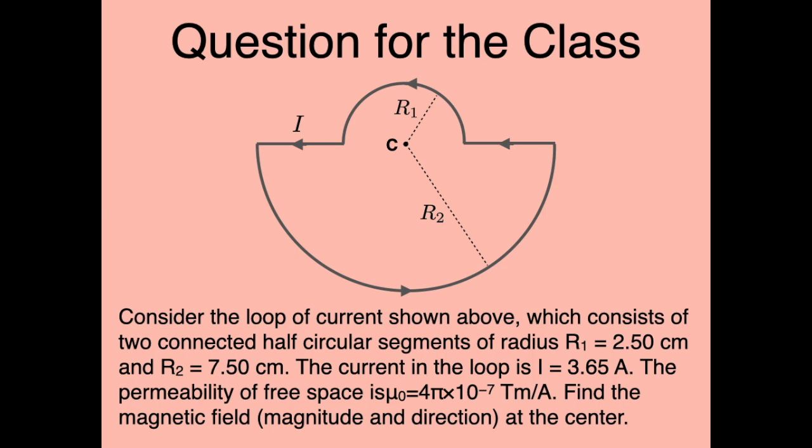Okay, so here's the question for the class. I want you guys to try this out. So in this picture, you have these 2 half circles which are connected. One of those is radius r1, and the other is r2. So they're connected by these straight wire segments to form a full complete loop. We're given here that r1 is equal to 2.5 centimeters, r2 is equal to 7.5 centimeters, and the current that's running through this loop is 3.65 amps. Okay, so we're going to need to know mu naught for this calculation, so it's right there, 4 pi times 10 to the minus 7. What you need to do is find the magnetic field, both the magnitude and direction, at that point labeled C.